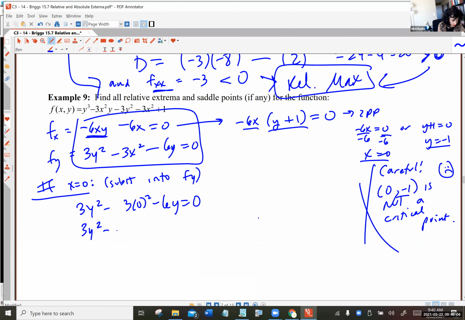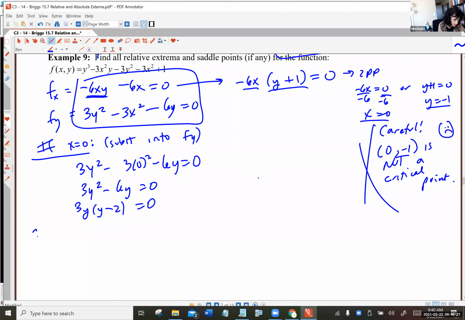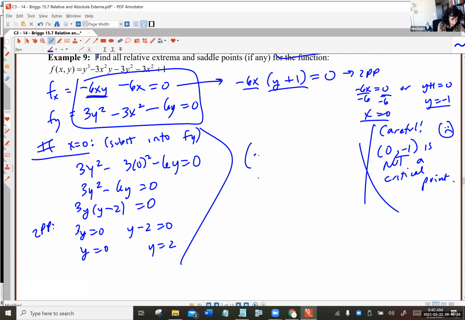Well, we get a quadratic equation, 3y squared minus 6y equals 0. And we're going to use the ZPP again. I'm going to factor out a common factor of 3y, and the other factor will be y minus 2. Then I do the ZPP again. So 3y had better equal 0, or y minus 2 equals 0. So I get two answers here. What this says is that the point (0, 0) is a critical point, and x equals 0 and y equals 2 is a critical point. So these are two critical points right here.